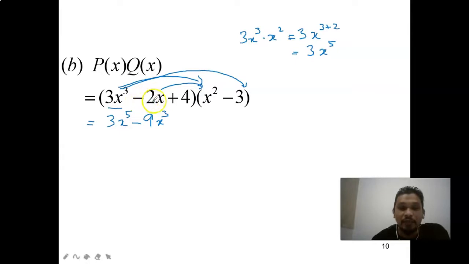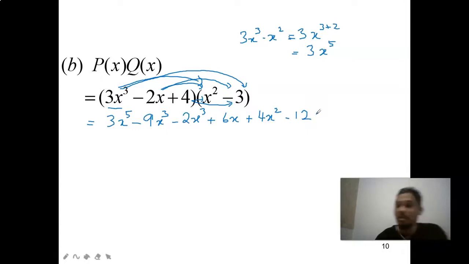So, negative 2 times x, negative 2x times x squared is minus 2x cubed. And negative 2x multiplied with negative 3: negative times negative becomes positive, 2x times 3, plus 6x. And now 4 multiplied with x squared, plus 4x squared. And 4 times negative 3 is equal to negative 12. So let's arrange and simplify all this one by one.